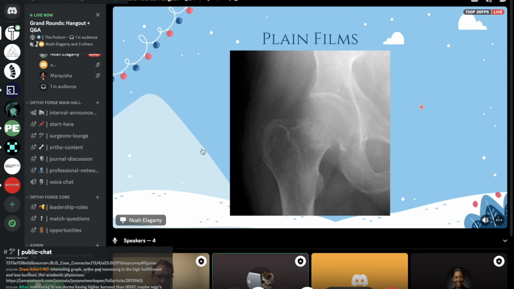So we have an AP of the right hip in a skeletally mature individual. I see a displaced, complete femoral neck fracture. If I had to classify this, I'd probably say Garden 4. And can you perfectly tell, what other images would you want in the hip series? You can get a cross table lateral. You could get a traction view. So what's typical of a hip series?